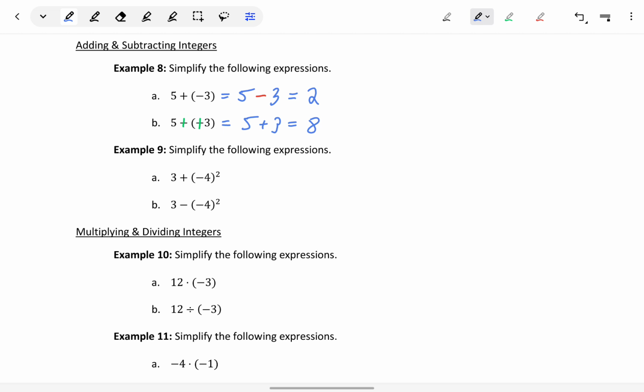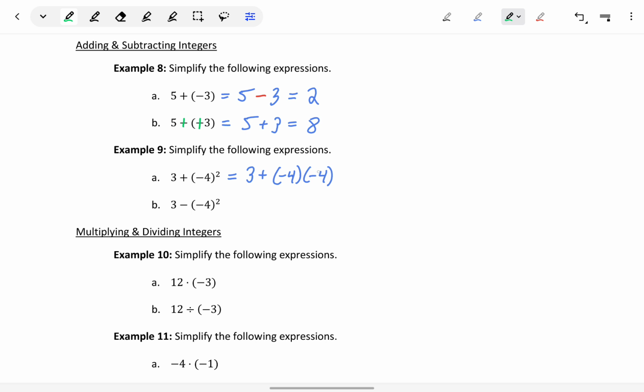In example 9, we have two somewhat similar looking problems, but now that second number in each case is being raised to the second power, so it's being squared. The first thing we need to do is work on evaluating that number being squared. Negative 4 squared literally means negative 4 times negative 4.